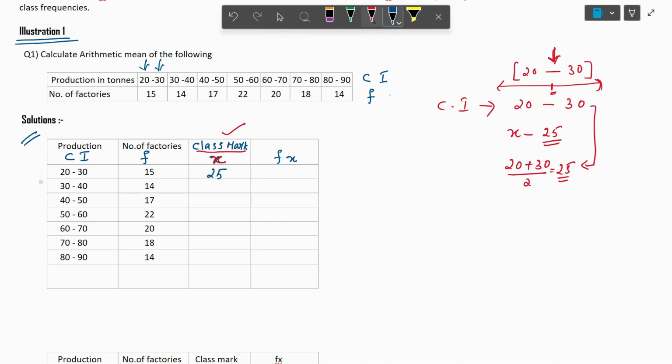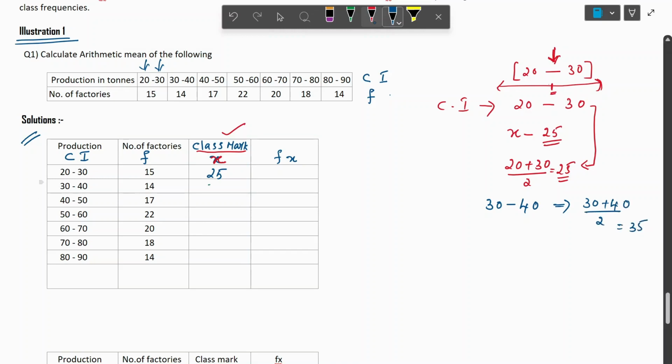That is 25. What is the second interval? That is 30 to 40. Correct? In 30 to 40, what is going to be your midpoint? That means we know it, that is equal to 35. But how do you get it? That is (30 + 40) divided by 2, that is equal to 35.